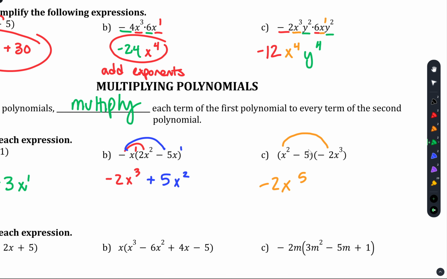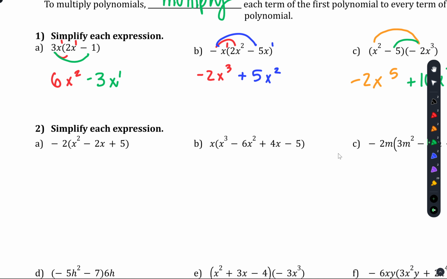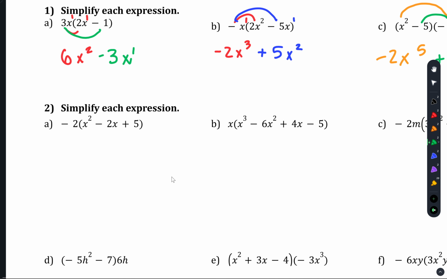Perfect. And then I'm going to do negative 5 times negative 2x to the third. What does that get me? Positive 10x to the third. Questions on these ones? I'm going to make it a little bit more challenging. I'm going to add larger polynomials. So trinomials, polynomials, all that good stuff we're going to see.